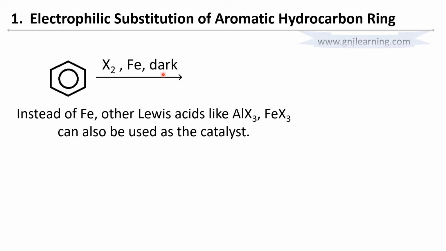dark. Clear? So in the presence of iron, if there is X2, and imagine that there is no darkness, there is light, what happens? X2 will attack the double bond of benzene. If X is entering into benzene by breaking the double bond, then it is not substitution, it will be addition reaction. What we need is a substitution reaction. So if I give all these things, I will get the substitution of either chlorine or bromine.